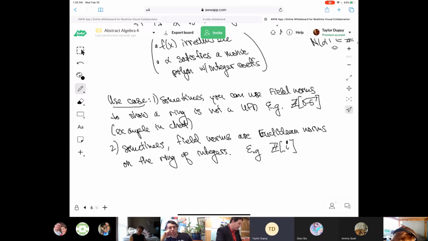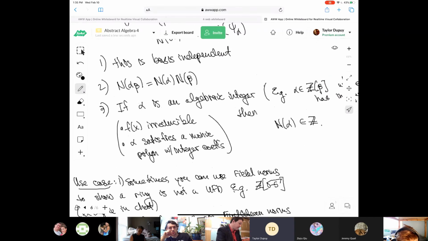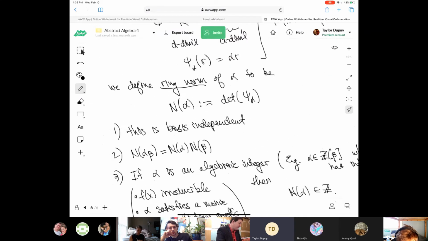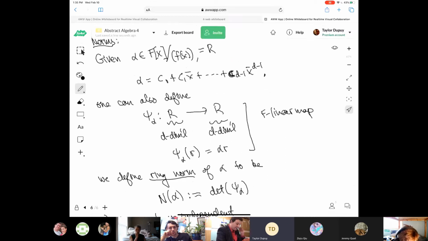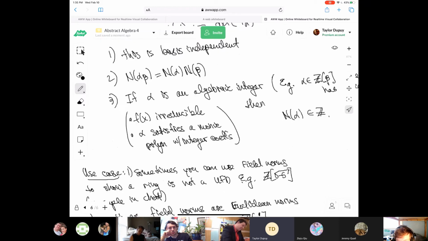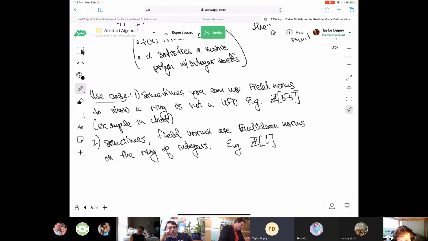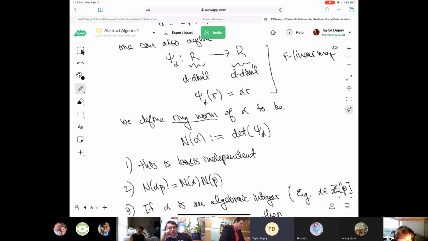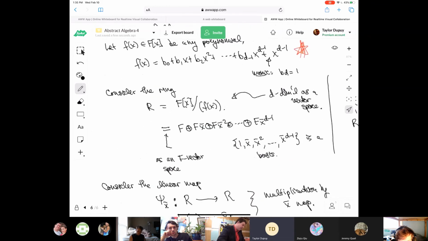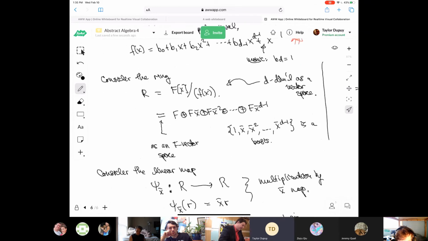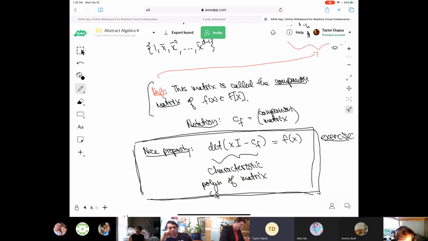So this construction where you take determinants works. The way that I defined it, a lot of them will be singular if you don't impose irreducibility, but the case we want to look at most of the time is when it's irreducible. Okay, that's all I wanted to say about companion matrices and field norms. This is kind of an aside here.